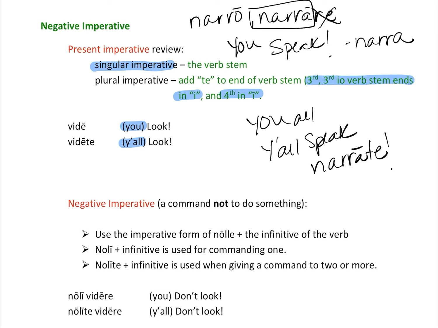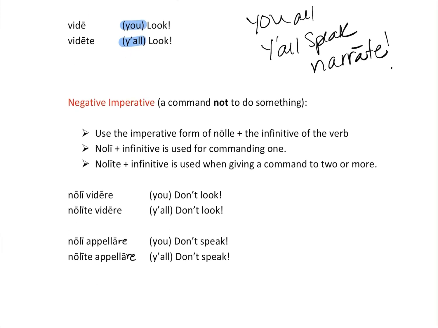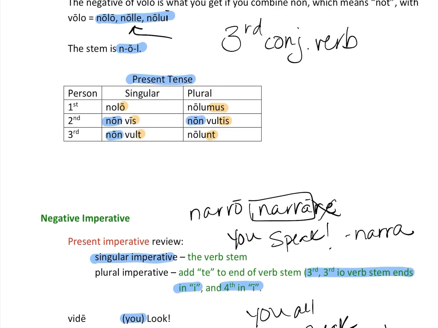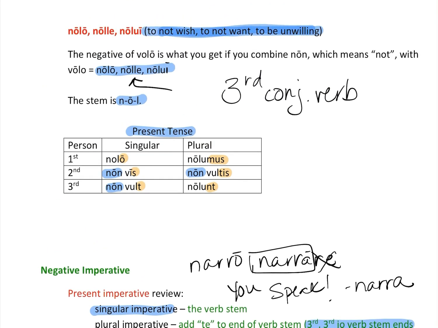Now, the rules to make an imperative negative, meaning a command for someone not to do something, are a little bit different, but they're also very simple. So the first rule is use the imperative form of nolle plus the infinitive of the verb, the whole infinitive, not the verb stem. And that literally means do not even wish to do this. Don't even think about it. Because if you go back up to nolle, do you remember nolle? Do not wish, do not want, be unwilling. And commanding somebody says don't do this, don't want to, don't even think about it, right?